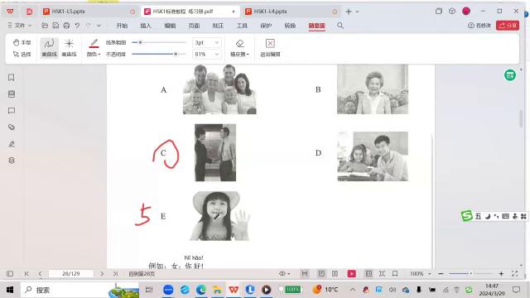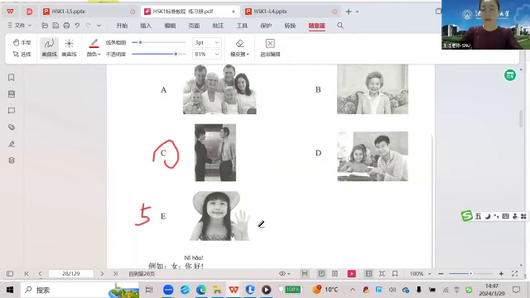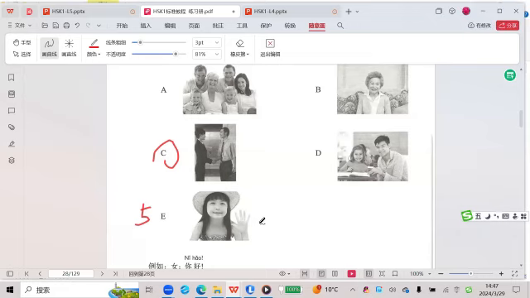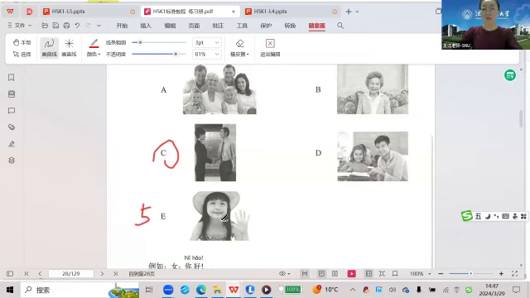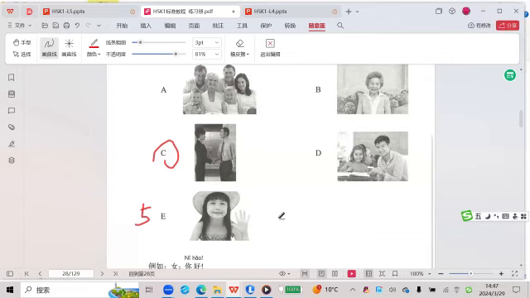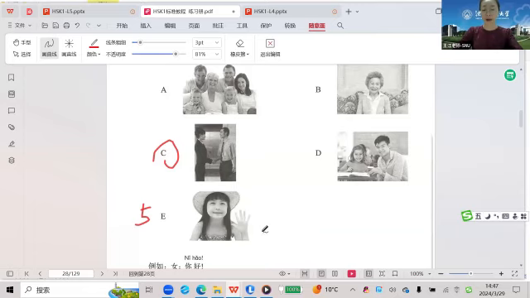你女儿 Yes, 女儿 and 几岁了？她今年5岁了。 Very good. We heard 女儿. Just grasp the keywords, okay? We heard 女儿 and 5岁. I think that would be enough for us to make the right choice.